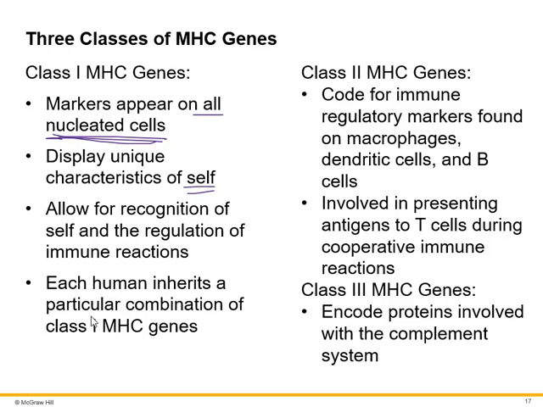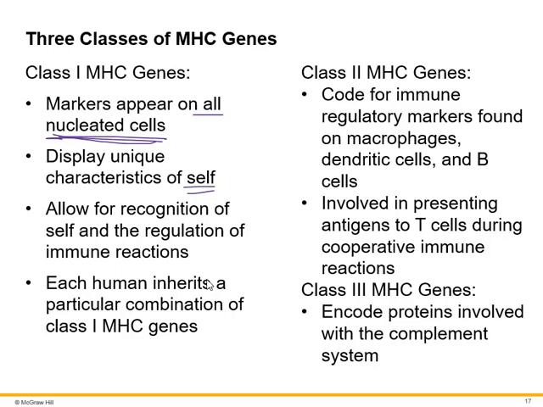So each human inherits a particular combination of these MHC1. The only people that would share this are identical twins or identical triplets. It's very rare that anyone else is going to have this exact same combination of MHC1 genes. And this is important because you may be very similar but not an exact match. When they do transplants, they want to find as close of a match as possible. So the only people that can do a transplant without really being concerned about transplant rejection would be identical twins.